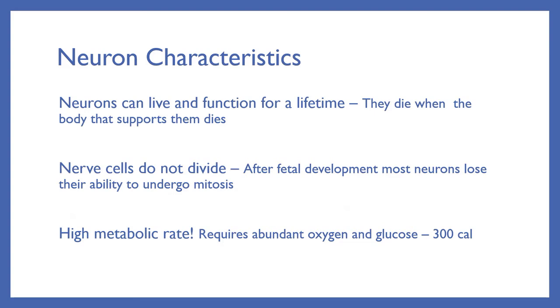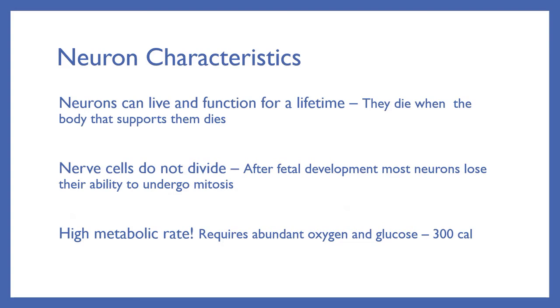If you could just keep providing nourishment to your nerve cells, they would keep living even after you died. Nerve cells can live and function for a lifetime, but they don't divide. After fetal development, most neurons lose their ability to undergo mitosis. So if yours become damaged, the body does not replace them.